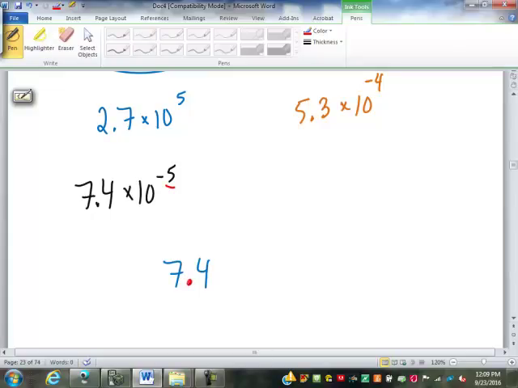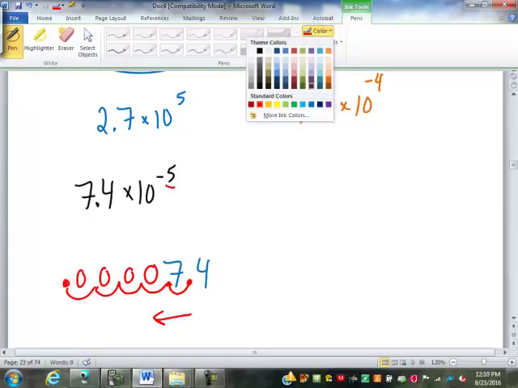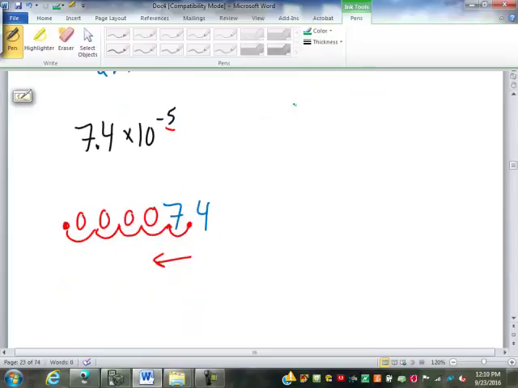So my decimal point starts out here. It has to go to the left to make this number smaller. Well, I can move one spot to get past the 7. There's no other digit, so I have to fill in zeros. There's 2, 3, 4, 5. So that becomes 0.000074.